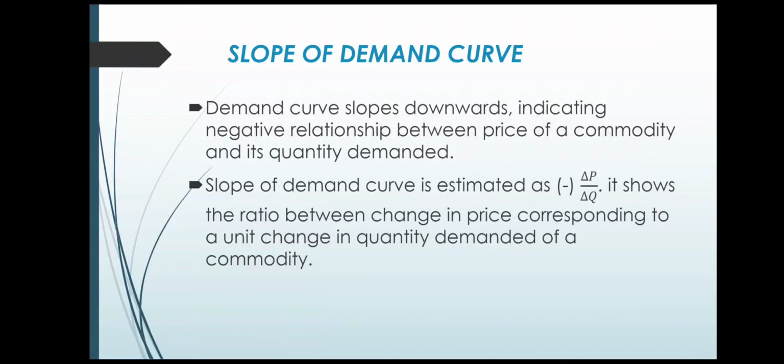So the slope of demand curve is estimated as minus within bracket change in P by change in Q. So this is the formula for slope of demand curve. Minus is there to show the inverse relationship between price and quantity demanded, and it is to be calculated as change in price by change in quantity. It shows the ratio between change in price corresponding to a unit change in quantity demanded of a commodity.